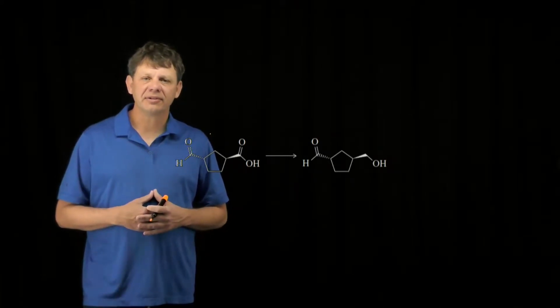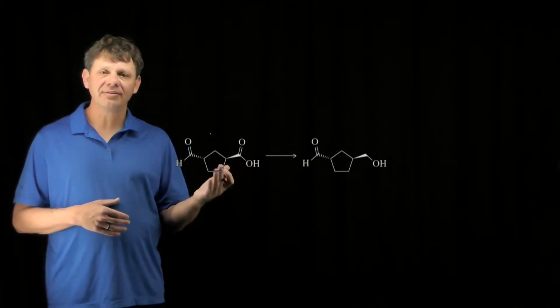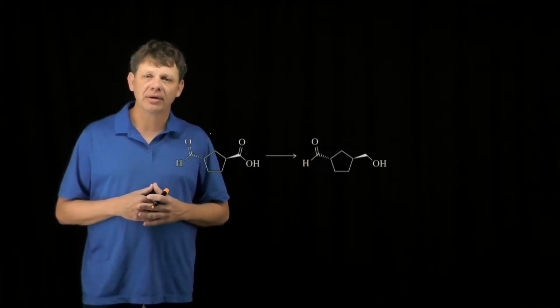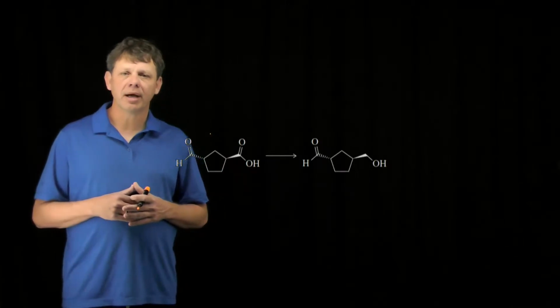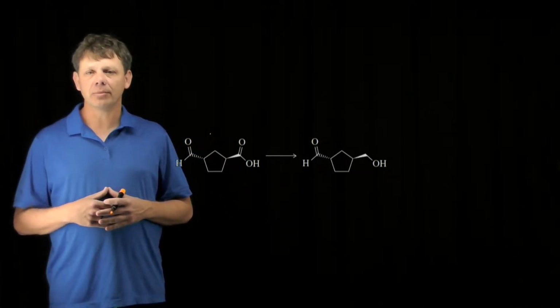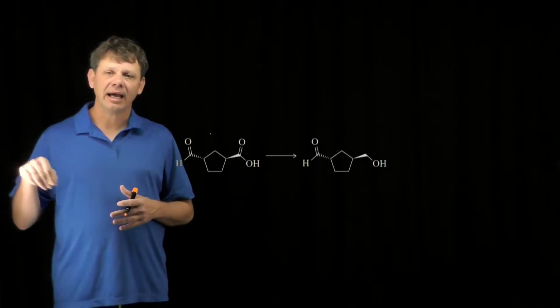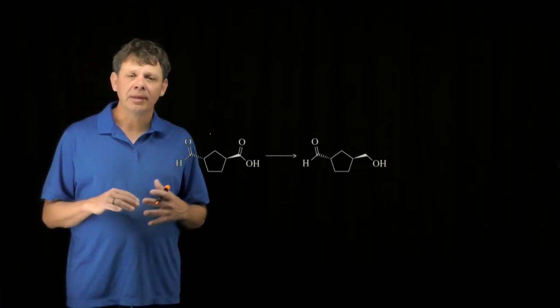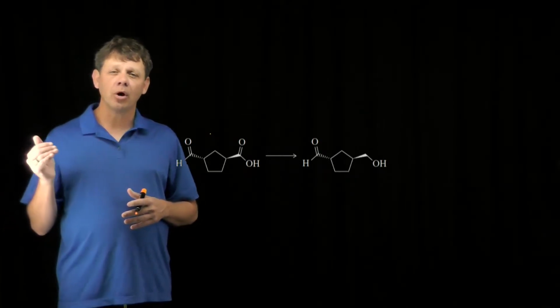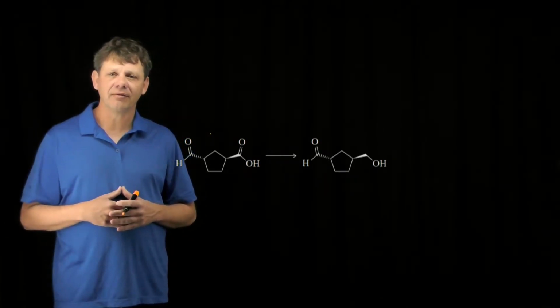This assessment asks us how we might reduce a carboxylic acid in the presence of an aldehyde. Now, typically to reduce carboxylic acids, we would use lithium aluminum hydride, but we know that aldehydes can be reduced by lithium aluminum hydride as well. In fact, aldehydes are more reactive. So if we were to treat this molecule with lithium aluminum hydride, we would almost certainly reduce the aldehyde first.